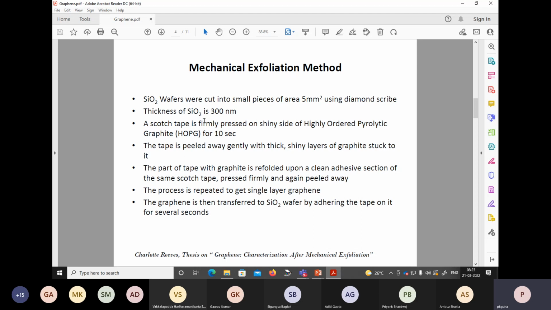That was at the end of the video, which was shown by a person in Manchester, right? So this, in a nutshell, is the method, which is very simple as well as very crude.